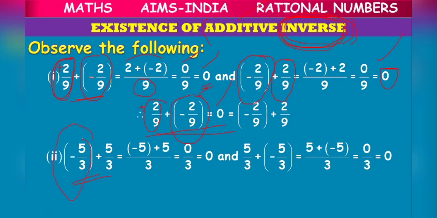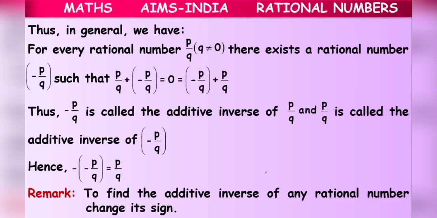We have minus 5 by 3 and, after changing the sign, plus 5 by 3. If we add both of them, we will get 0. By these examples, what can we tell? If we have a rational number p by q, where q is not equal to 0, there exists a rational number minus p by q, which is opposite to p by q.